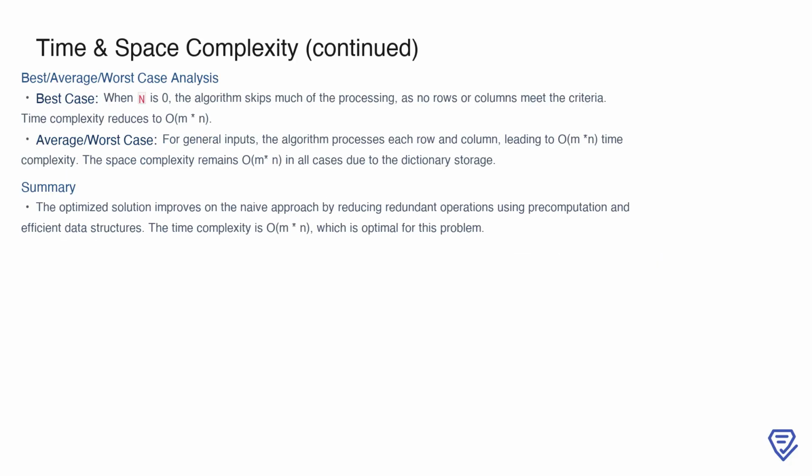Let's now consider the best, average, and worst-case scenarios for this algorithm. In the best case, where n is 0, the algorithm avoids most of the processing because no rows or columns meet the criteria. In this situation, the time complexity simplifies to O(m*n). For both average and worst cases, the algorithm processes each row and column, ensuring all conditions are checked. This results in a time complexity of O(m*n) for general inputs. The space complexity remains O(m*n) across all cases due to the dictionary storage.